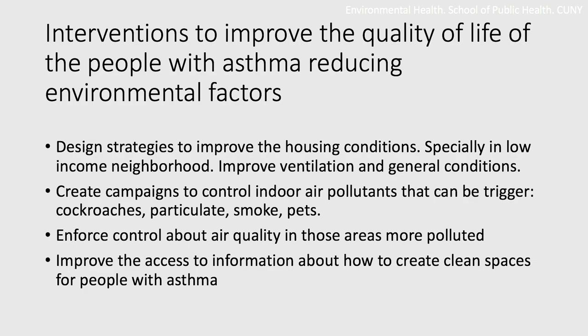These interventions have been proven to be effective in reducing asthma in New York City. One is to design strategies to improve the housing conditions, especially in low-income neighborhoods. For example, improved ventilation and general conditions. Another one is to create campaigns to control indoor air pollutants that can be triggers. For example, cockroaches, particulates, smoke, and pets. Additionally, it is also important to enforce control of air quality in those more polluted areas. Last, it is necessary to improve access to information about how to create clean spaces for people with asthma.